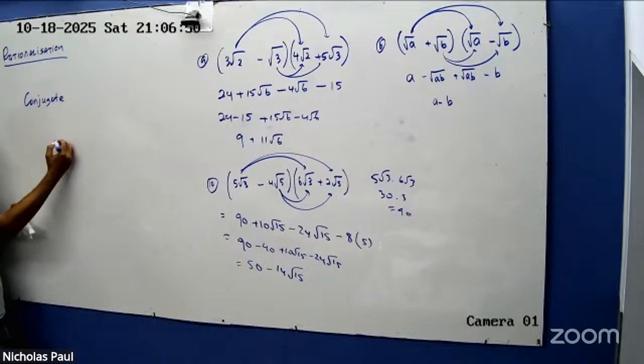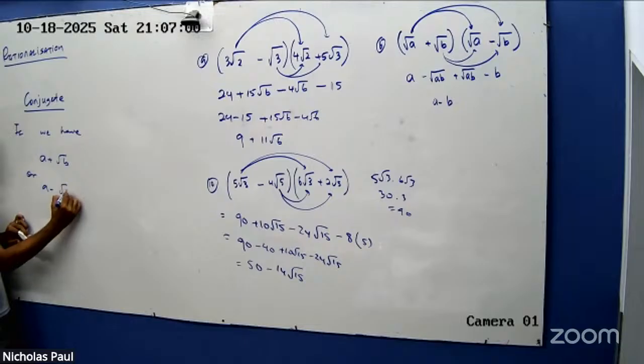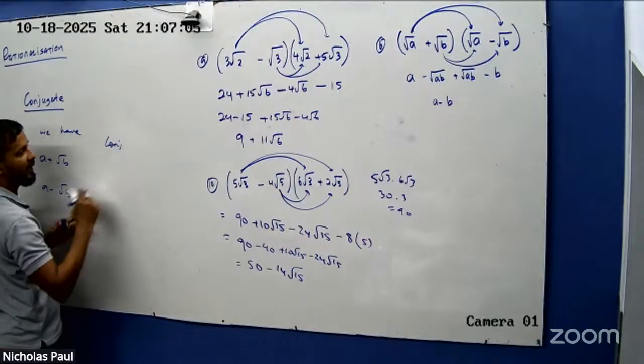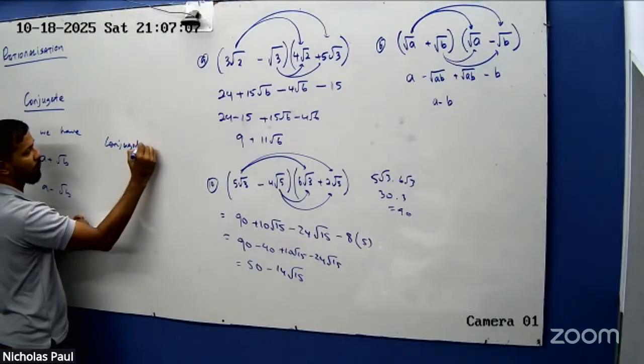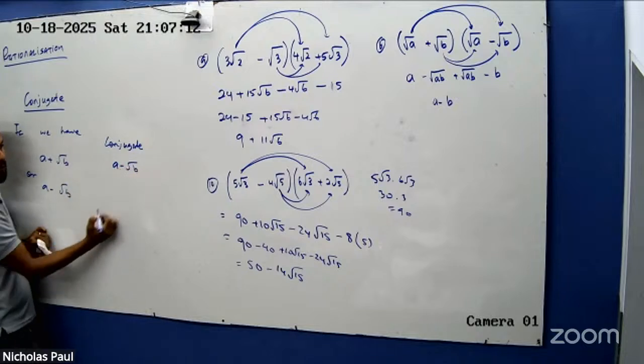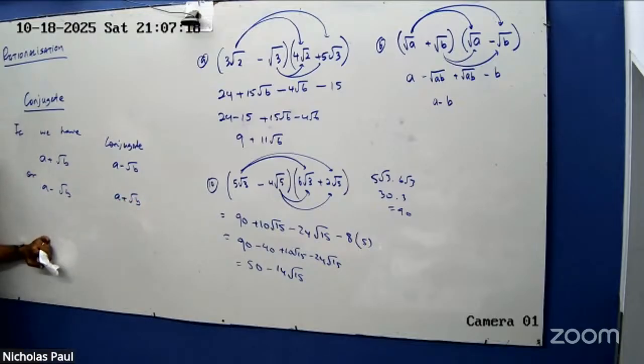So what is a conjugate? If we have A plus root B or A minus root B, the conjugate is simply changing the sign in the middle. So the conjugate of this is A minus root B. The conjugate of this, A plus root B. What about if I had minus A minus root B? What would the conjugate of all of this be?